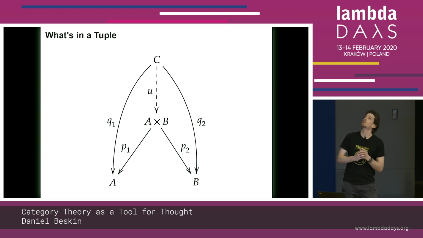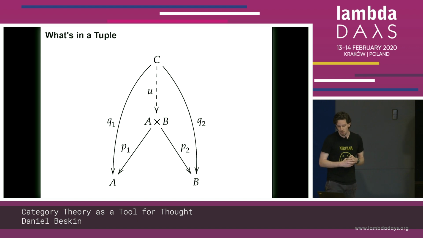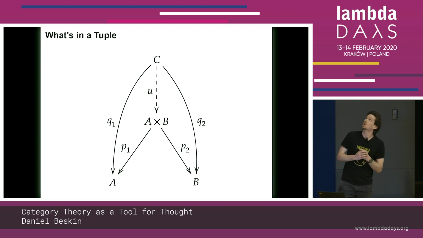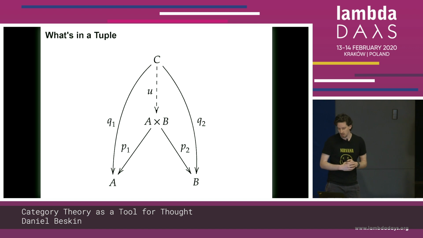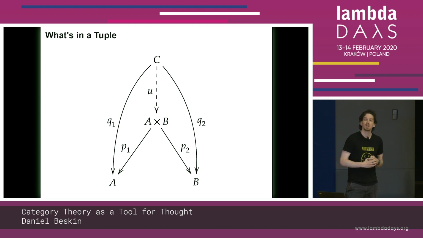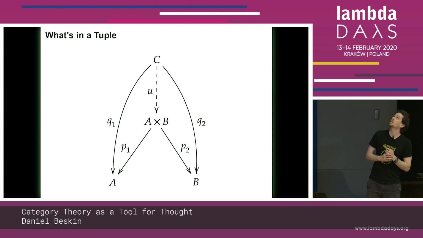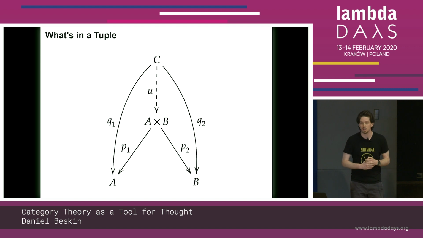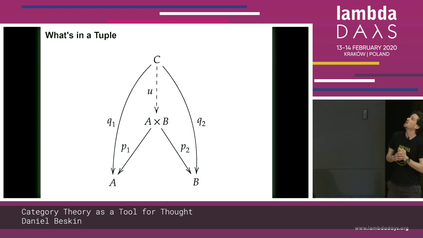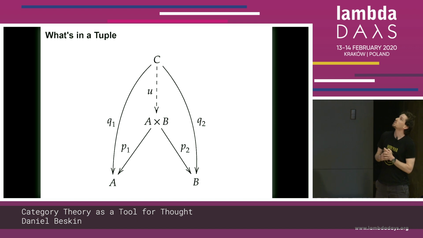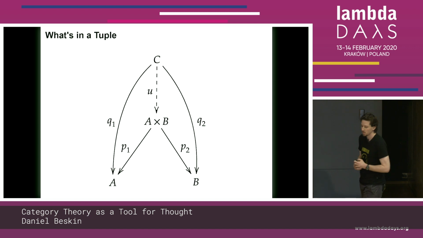So the dashed arrow here is called a universal arrow. It means that there's exactly one such morphism going from C to the product of A and B here. And the resulting diagram is an example of a commuting diagram, meaning that no matter what path we take from two destinations, we must reach the same result. So in this case, if we're going from C and we want to get to A, we can go either through the product and then to A, or we can go directly to A, and the results should be the same. And same goes for B.